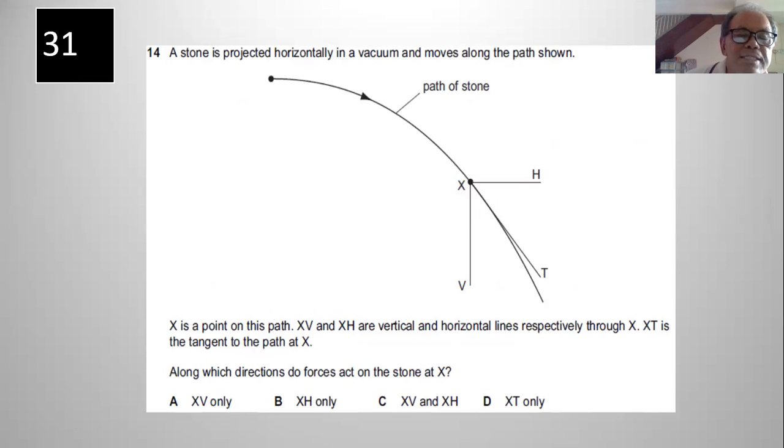A stone is projected, this is also a past paper, horizontally in a vacuum, key is vacuum, and moves along the path. They draw for you the path.